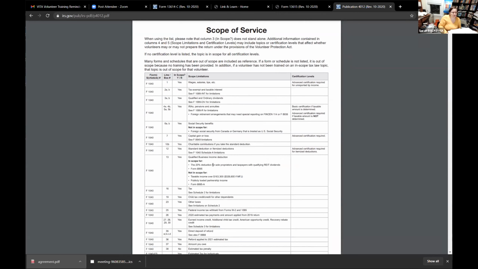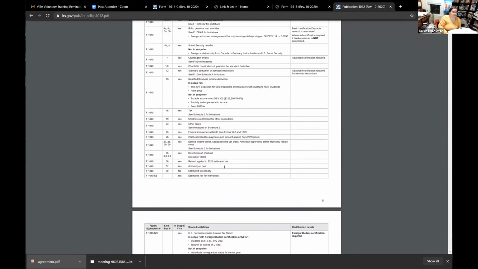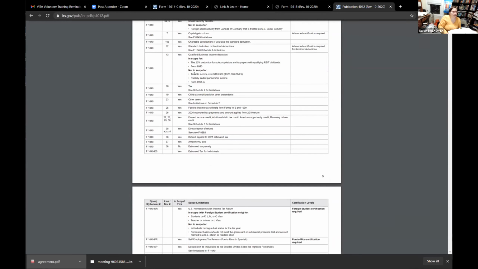Capital gains and losses, standard deductions, and itemized deductions are in scope. The qualified business income deduction is not in scope. We're not in scope if their taxable income is over $163,000. Again, the average income of our people is about $20,000. You're going to see a lot of W-2s. You're going to see a lot of 1099-Rs, which is retirement income and pension income. You're going to see a lot of student loan interest deductions.